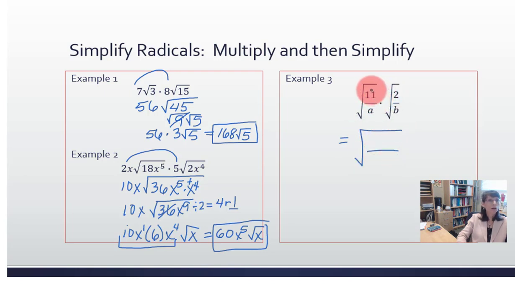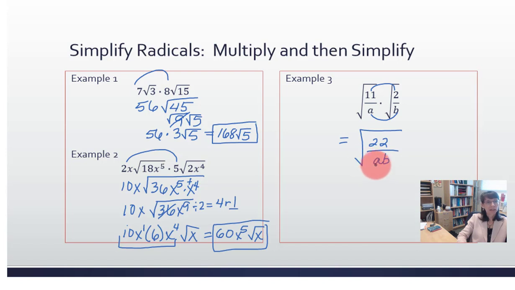Our numerators are 11 and 2. So 11 multiplied by 2 gives us 22. In the denominators, a times b gives us ab. And now if it's possible to simplify anything or clear any terms from the radical, we would look for that. 22 has the factors of 1 times 22 or 2 times 11. None of those factors are perfect squares, so there's nothing more we could do with square root of 22.